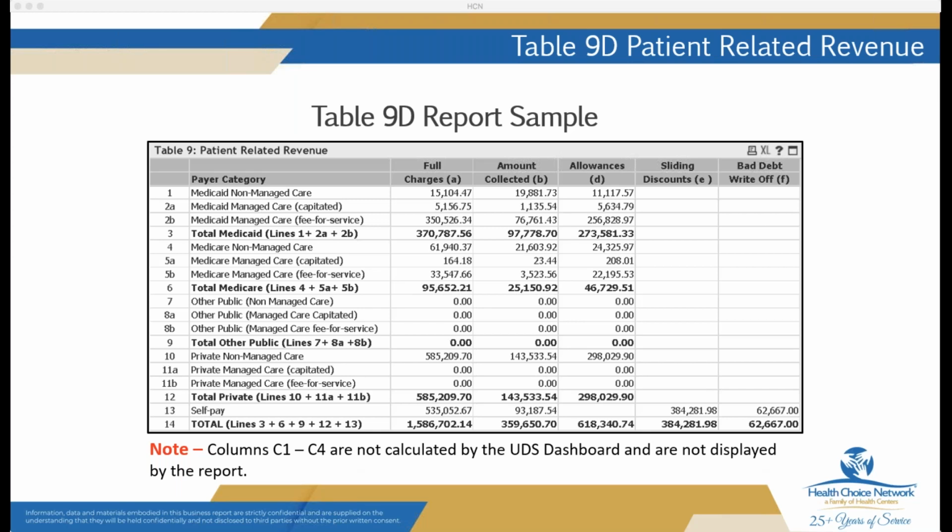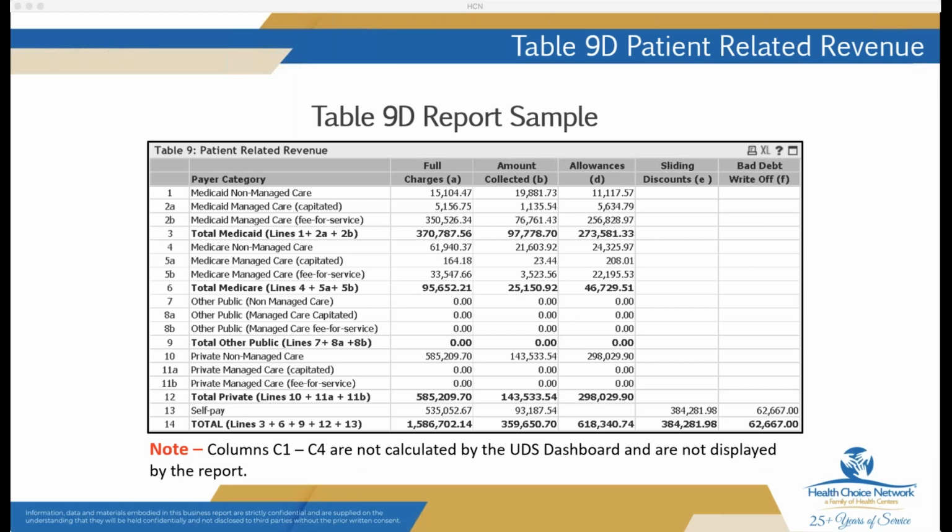In order to be counted in column A, a charge must have been made during the reporting period, as indicated by a date of service that occurred in that reporting period, to an insurance plan assigned to a UDS payer category, for services that were given to the qualifying patient. Any charges that are posted without an attached insurance plan will report to line 13 self-pay. Any payment activities or voids will use Energy's journal dates.